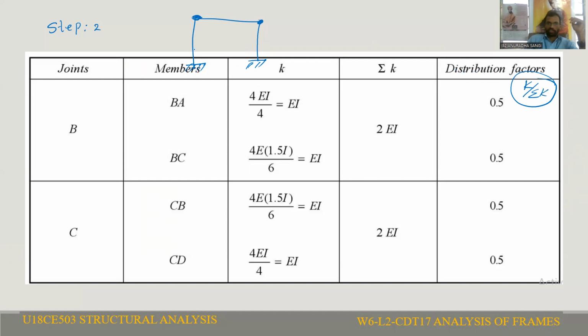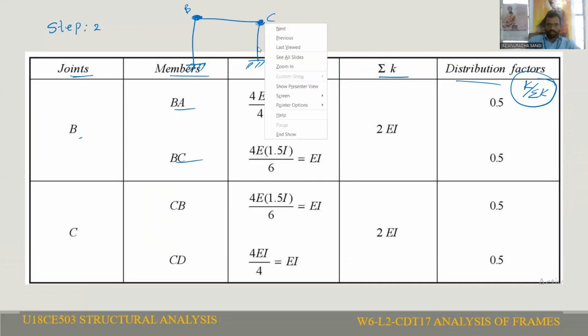So first of all, we have to calculate the member stiffness. Consider joint B and joint C. We have to calculate the distribution factors for joint B as well as joint C. Okay, so write this tabular column. First column is joint, then members, stiffness, joint stiffness and distribution factor. For joint B, two members are meeting, BA as well as BC. For joint C, CB as well as CD members are meeting.